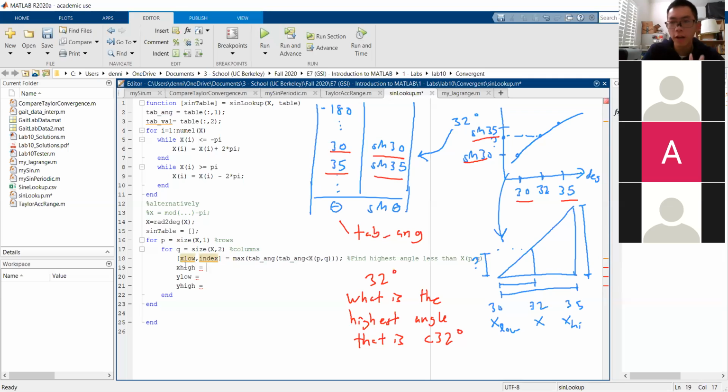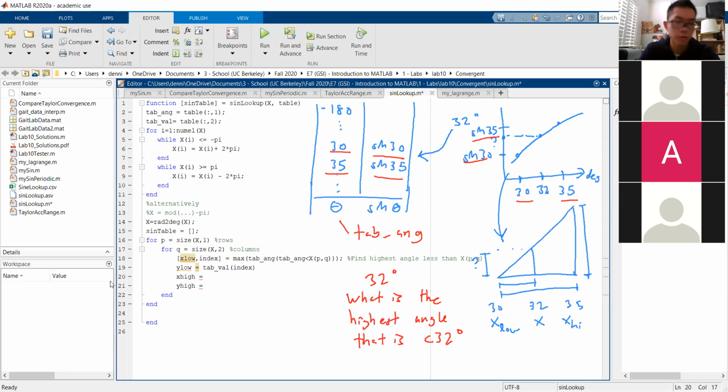This next step is going to be a lot simpler now that we know our index, because this is at the same location as before. But this time it's not going to be table angles. It's going to be table values. So this is the same index. It's going to be the indexed, let's say, 45th entry of our table values.